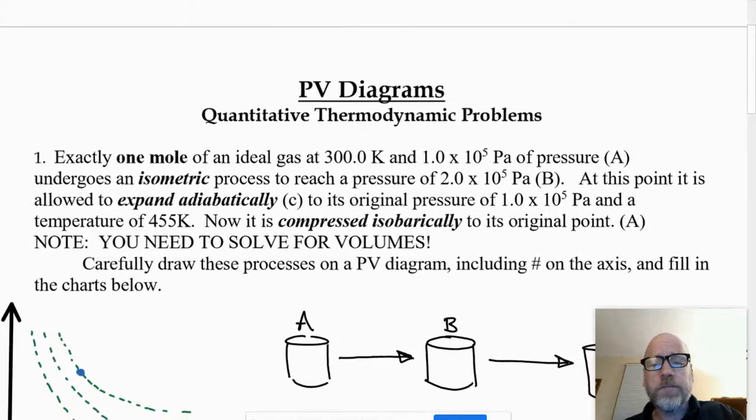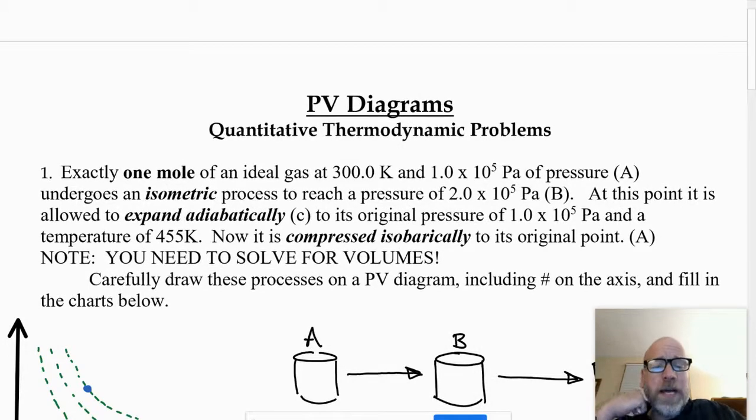It says, exactly 1 mole of an ideal gas at 300 Kelvin and 1 times 10 to the 5th pascals is at pressure A, undergoes an isometric process to reach a pressure of 2 times 10 to the 5th, B. At this point, it is allowed to expand adiabatically to its original pressure of 1 times 10 to the 5th and a temperature of 455 Kelvin. This is now it is compressed isobarically to its original point A. If you're not lost already, man, you're not. You guys are good. That's a lot of information.